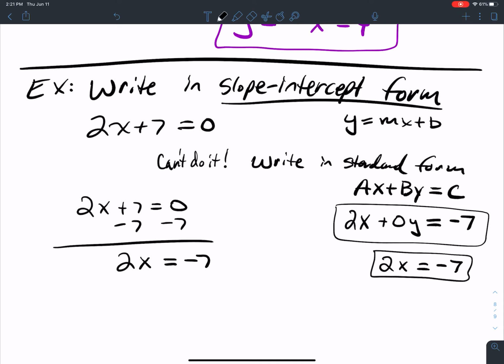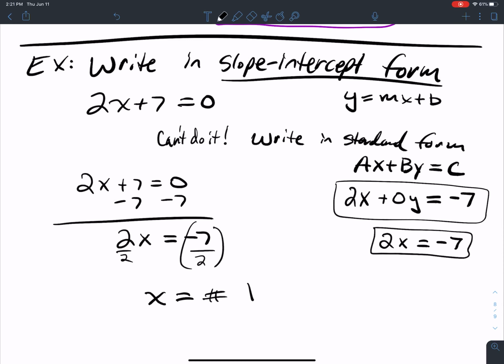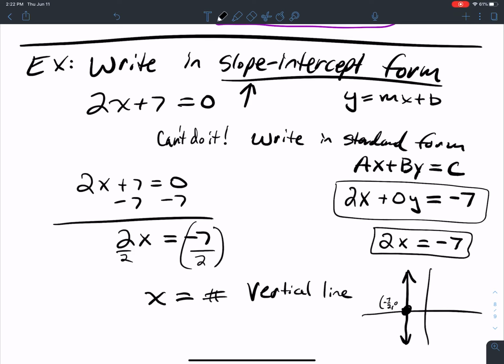Now, if you'll notice, if I take x equals some number, and that number here is negative 7 over 2, what type of line is this? This is a vertical line. So if I were to graph this, it actually wouldn't have a slope. So the slope here is undefined. That's why you can't write it in slope-intercept form. It's a vertical line like this. There is no slope. Okay, so it passes through at negative 7 over 2 comma 0.